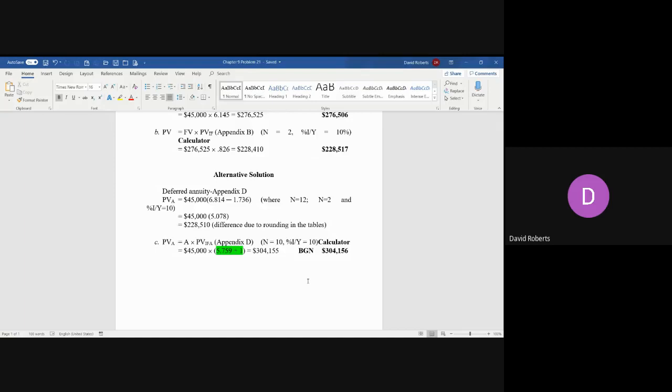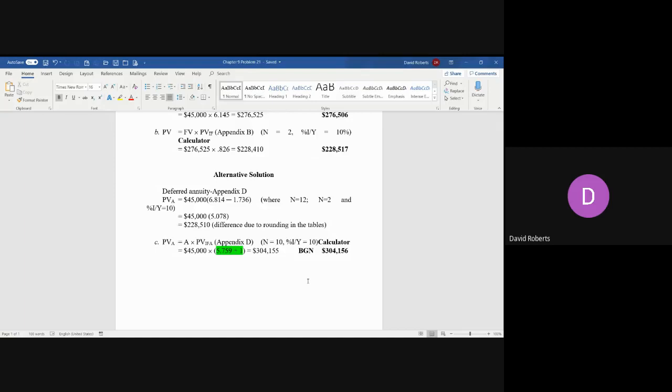I stress again, after you do this problem, go back and change your calculator to end mode, because almost all of the calculations in the entire course are on end mode, and you don't want to get caught accidentally leaving your calculator on begin mode, and you're going to wind up with a mark that you will not be particularly happy with.